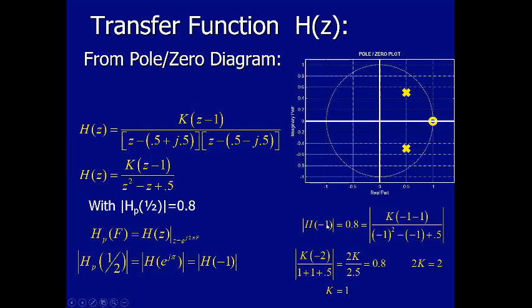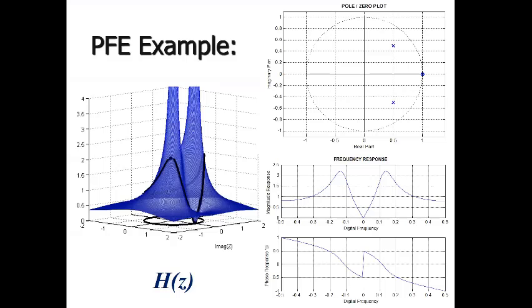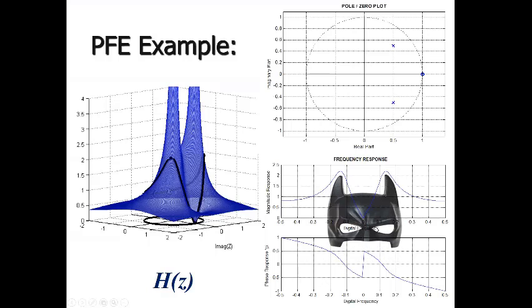H(z) at z equals minus 1, according to this, is equal to 0.8 in magnitude. And that would be the magnitude of this expression, where we replace z everywhere with minus 1. Simplifying and solving for k, it turns out k is just 1 in this case. And so here's our poles and zeros. Here's our rubber sheet representation.